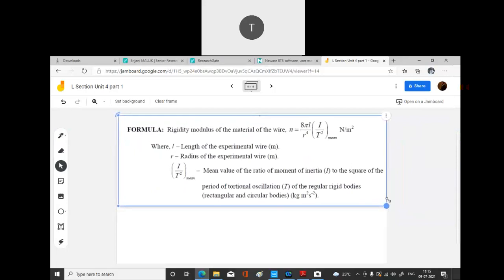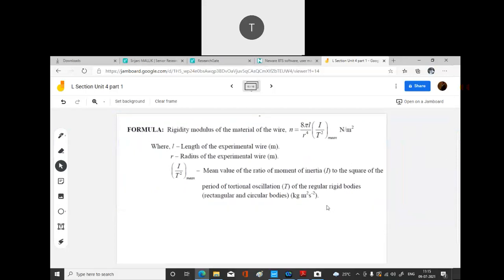Okay, so this is the formula for the rigidity modulus n. So n is equal to, or eta, whatever you call it. n is your rigidity modulus. Then you have 8 pi l. L is the length of the wire, which is between two check nuts. Okay, I will show what these check nuts are. So that is the length of the wire.